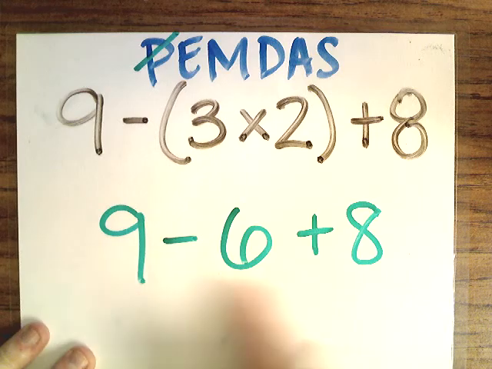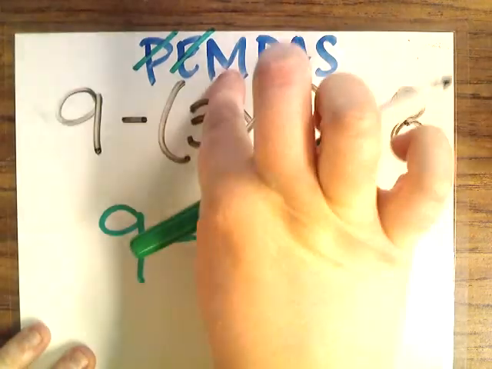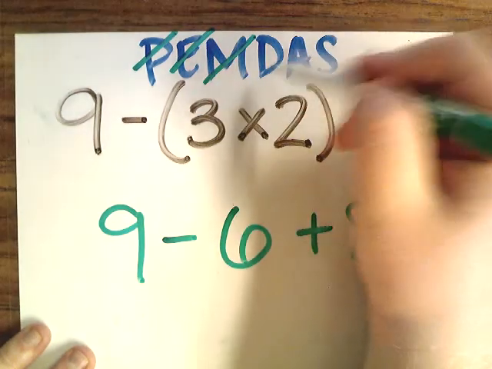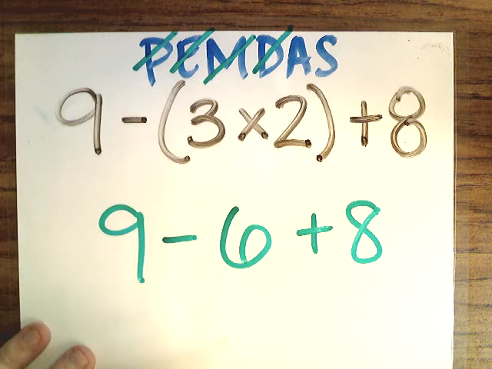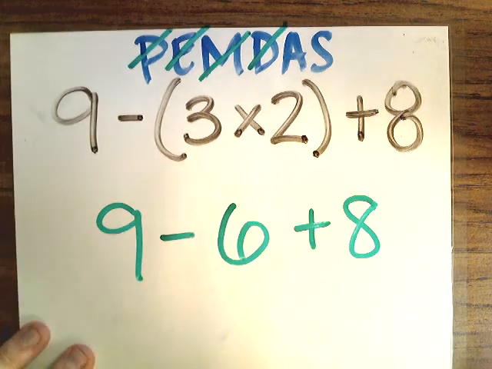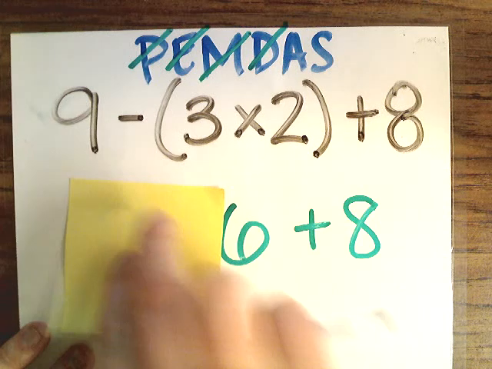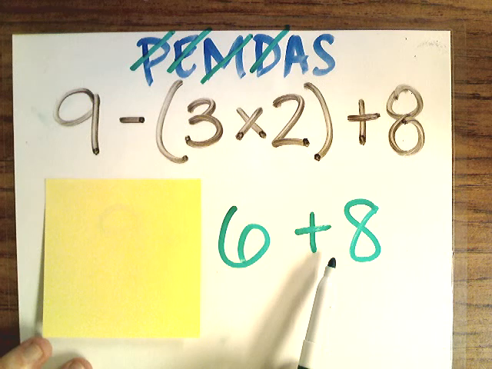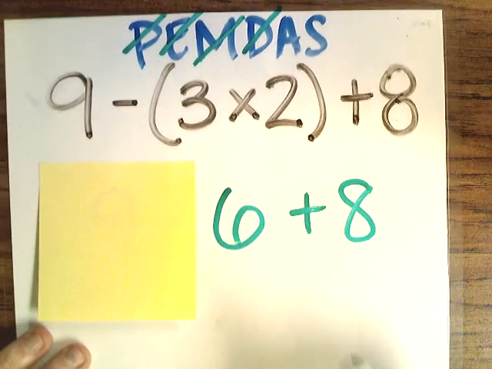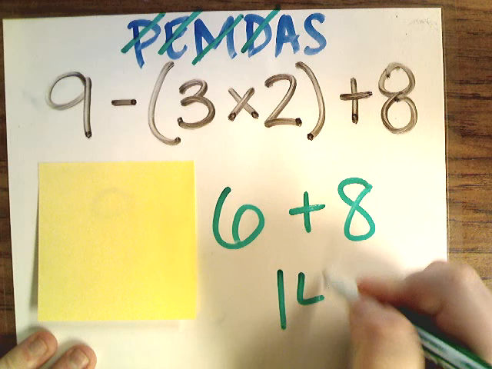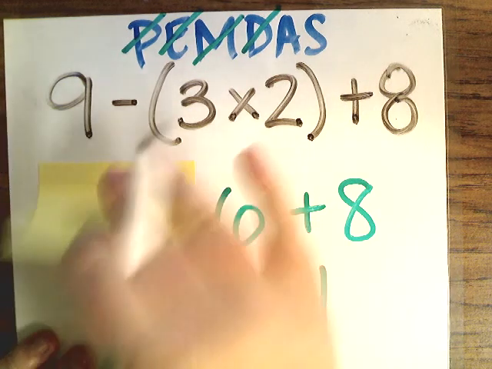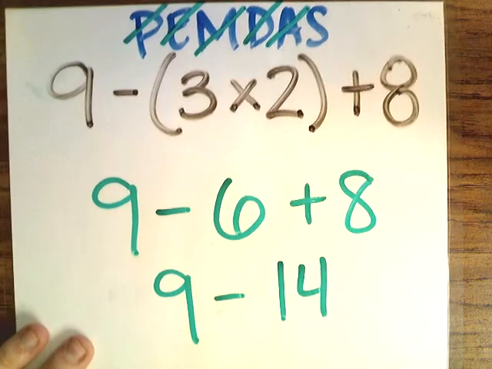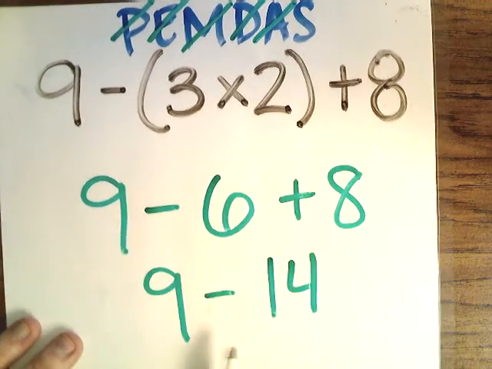Exponents. I don't see any exponents here, so we're good. Multiplication. I don't see any multiplication, so we cross it off. Division. I don't see any division. Addition. I do see addition down here. So we have to cover this part first. Oops, it's a little crooked. We're solving 8 plus 6, okay? 8 plus 6 is 14. We can't forget about our minus 9. We solved the addition. Now we're down to the S, which stands for subtraction.